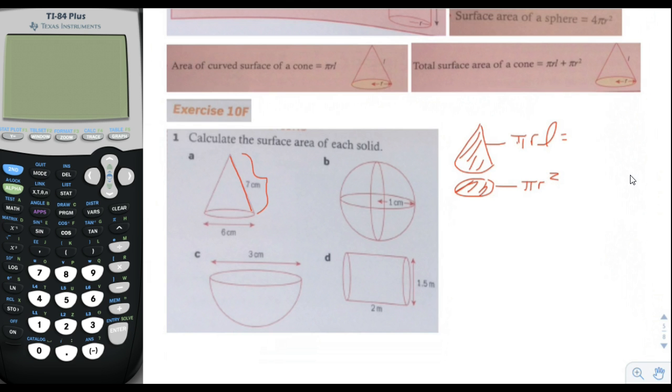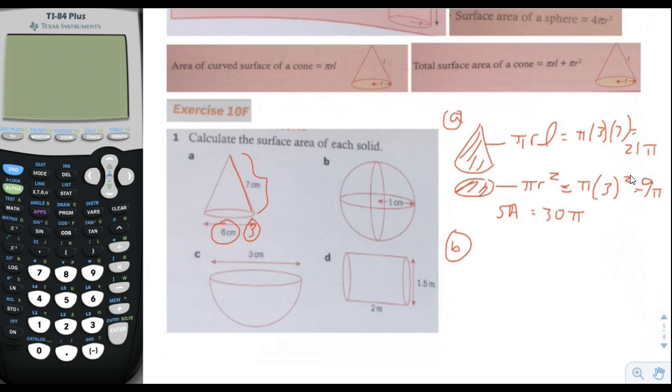The r in this case is half of this, so it would be 3. So pi times 3 times 7, which is 21 pi, is the area of the slanted part. And then the base is pi r squared, so that would be pi times 3 squared, which is 9 pi. If I added those two together, I would get 21 pi plus 9 pi, which is 30 pi for the total surface area of the cone. Okay, that's A.